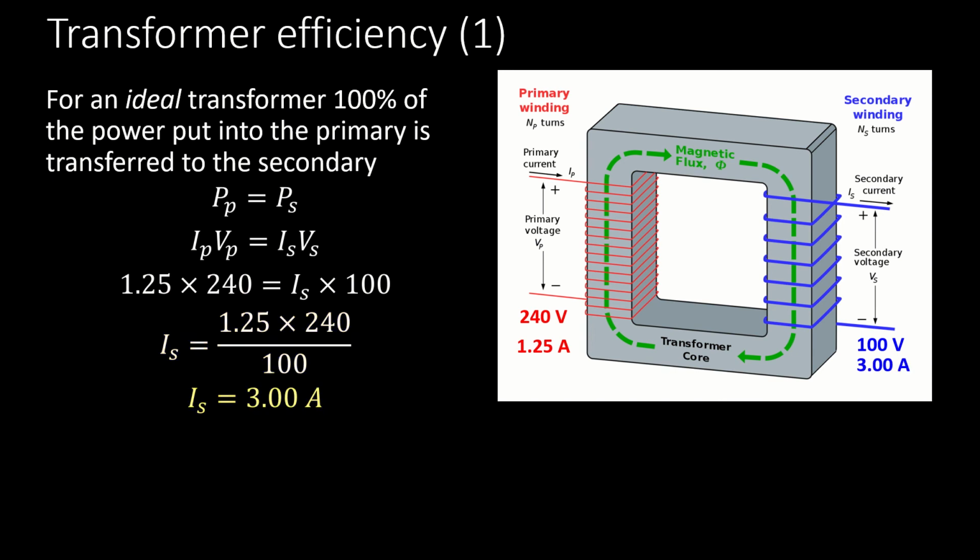So ideally, if it's 100% efficient, all the power we put in comes out. In this case, if you multiply the voltage by the current in the primary, you get 300 watts. And then if you multiply the voltage by the current in the secondary, you also get 300 watts. So we would expect all of that power to go through.